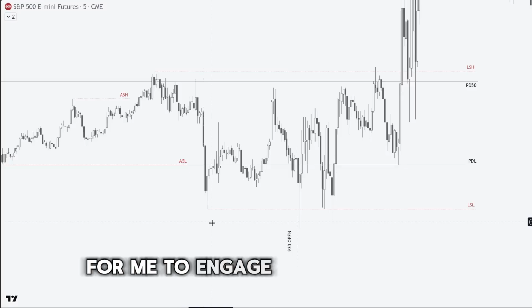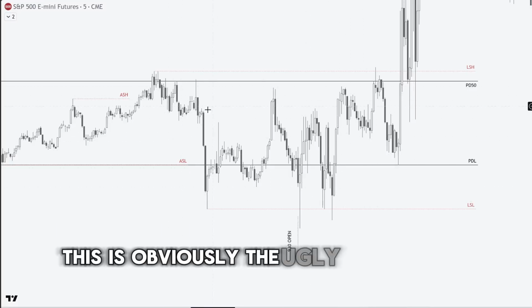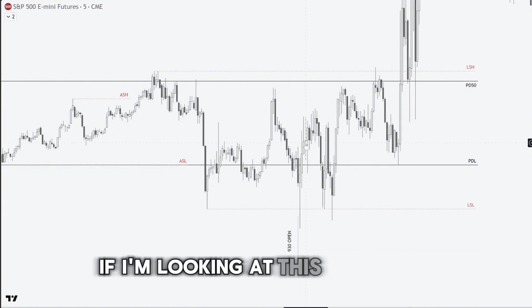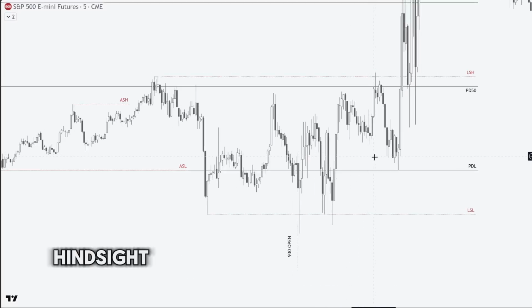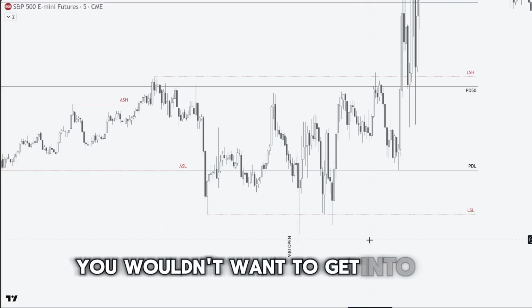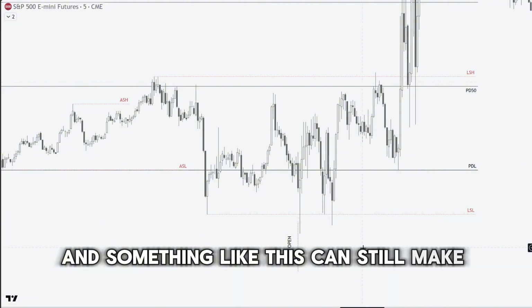for me to engage with the market, this is obviously the ugly and choppy market here that we have on the 10th. If I'm looking at this, in hindsight, I'm kind of looking at this and saying this is not something I would ever want to trade in. You wouldn't want to get into this. But if you have rules in place, something like this can still make sense.